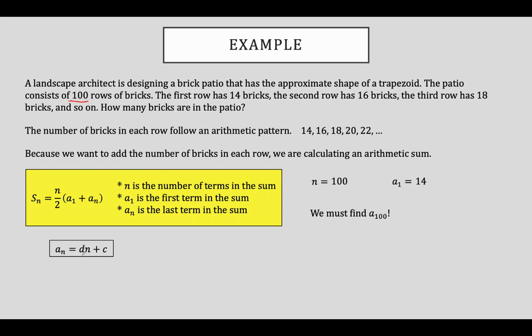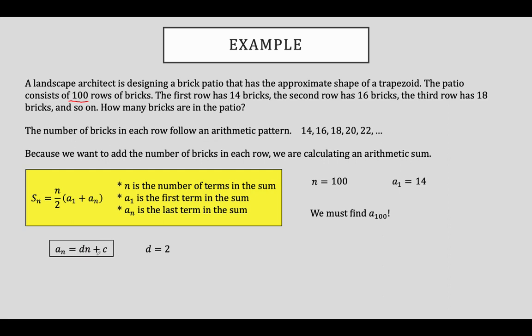To do so, we have to know what d is, our common difference. We can find d, our common difference, by taking any term and subtracting the previous term. 16 minus 14, or 18 minus 16, or 20 minus 18, or 22 minus 20. All of those give us a common difference. D is equal to 2.